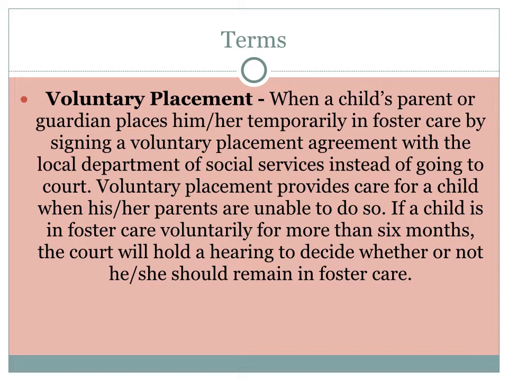Voluntary placement. Voluntary placement occurs when a child's parent or guardian places him or her temporarily into the foster care system. This is done by signing a voluntary placement agreement with the local Department of Social Services instead of going to court.